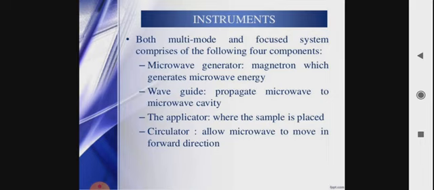There is a disc in the microwave oven, over which the sample is placed, in a beaker or any suitable vessel or container in which the sample is present. The circulator allows microwave to move in the forward direction. So these are the basic parts of the instrument of microwave oven.